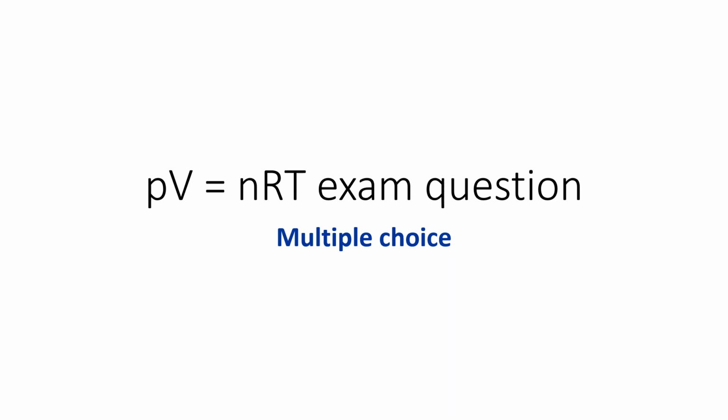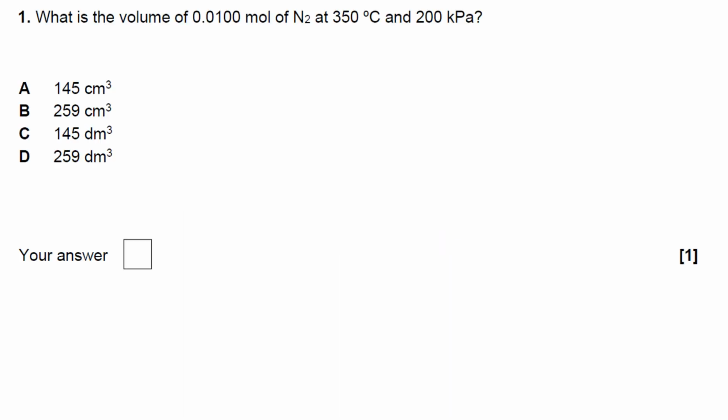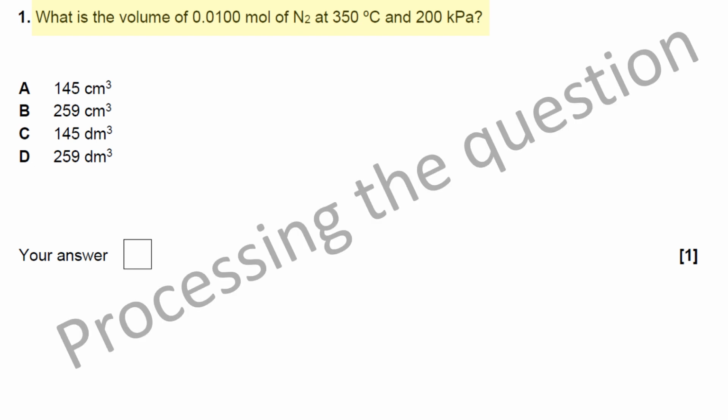Hello and welcome to this PV equals nRT gas moles exam question in multiple choice format. They're asking us what the volume is of 0.01 moles of nitrogen gas at 350 degrees Celsius and 200 kilopascals.